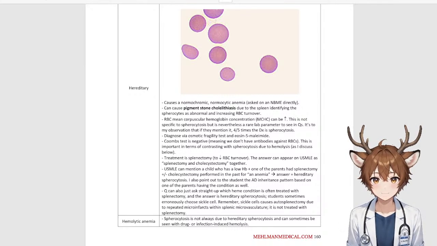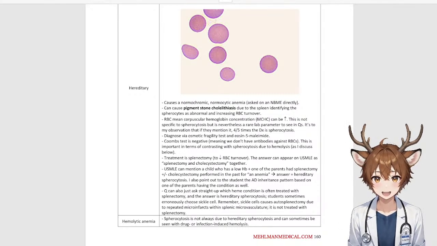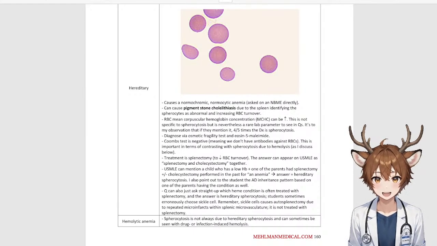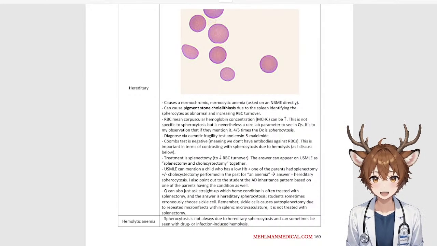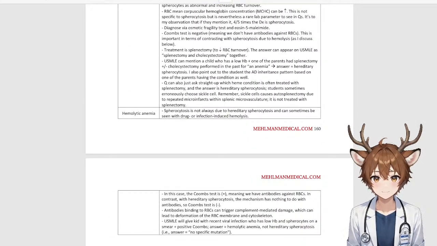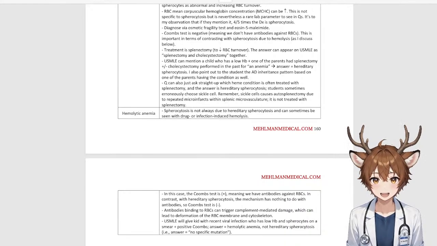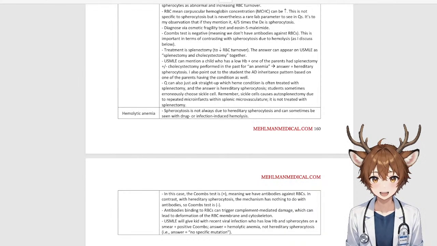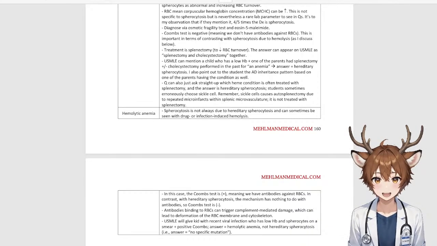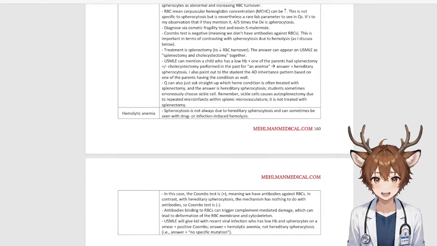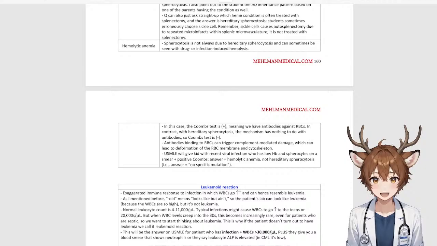Students sometimes erroneously choose sickle cell. Remember that sickle cell causes autosplenectomy due to the repeated microinfarcts within the splenic microvasculature. It is not treated with splenectomy. The reason they say it's functional splenectomy, or autosplenectomy, is because it basically renders the spleen unusable, dysfunctional. It's actually rendering the spleen useless, essentially. Versus splenectomy, which is a treatment where you actually just remove the spleen yourself. You see what I'm saying?